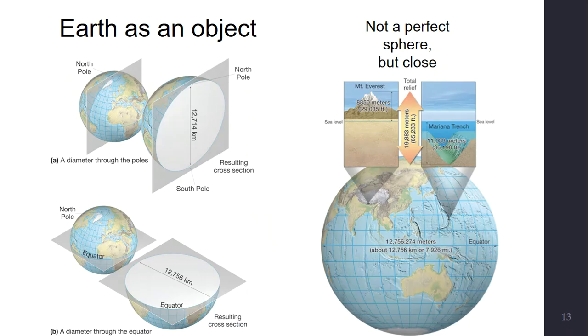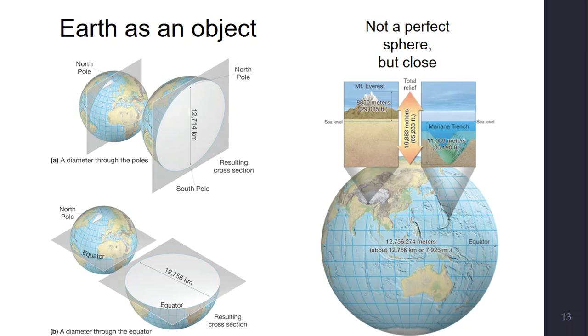So we want to start to think of the Earth as an object, right? We are studying this object, the Earth, our planet. It is not a perfect sphere, but it is pretty close. It's pretty diverse, right? We have really high mountains, such as Mount Everest at over 29,000 feet, and very deep trenches. The Mariana Trench goes down to 36,000 feet below sea level. That gives us a total difference in elevation of over 65,000 feet. So quite a varied topography.